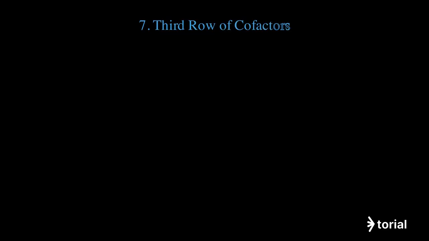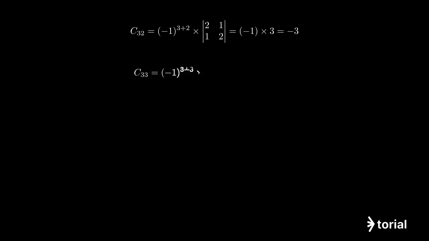Finally, we complete the third row with C31, C32, and C33. C31 equals +1 times 2, giving 2. C32 equals -1 times 3, giving -3. C33 equals +1 times 5, giving 5.